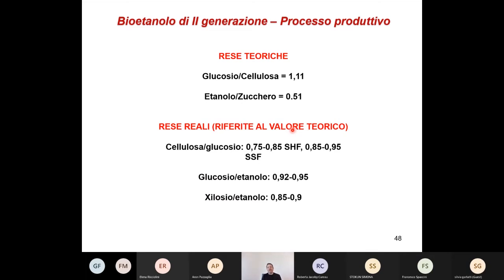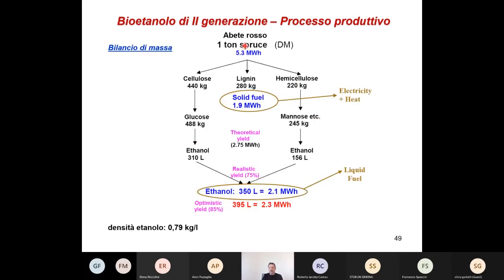Okay, these are some theoretical and real efficiencies. I prefer to use this slide to give an idea of how much ethanol you can produce from, for example, 1 ton of a forestry product, abete. I don't remember the English name. You can follow this composition.